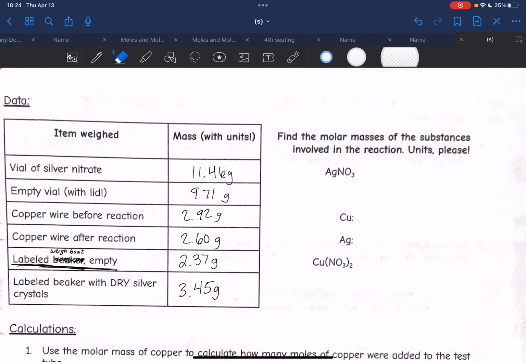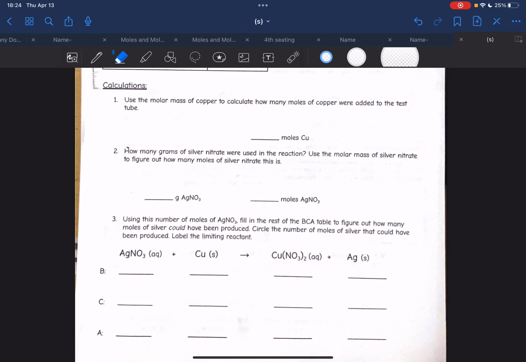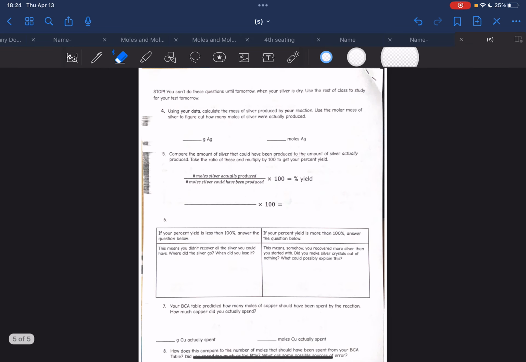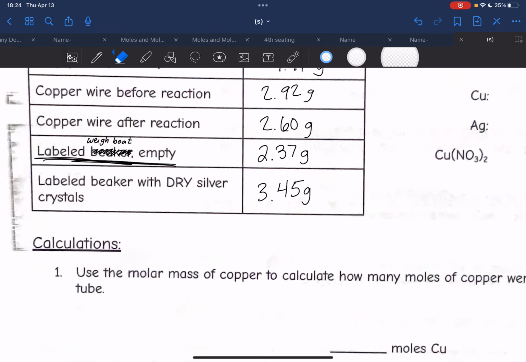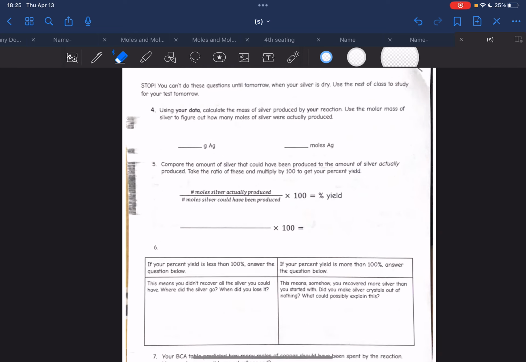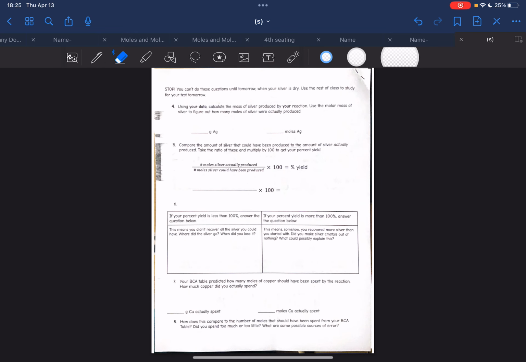Alright y'all, here's that video explaining the rest of the lab packet. This is going to cover all of the calculations. After day 1, the only calculations that you can do are 1, 2, and 3. After you figure out the mass of your weigh boat with the dry silver crystals, you won't get to do that till day 2. That'll be Friday.